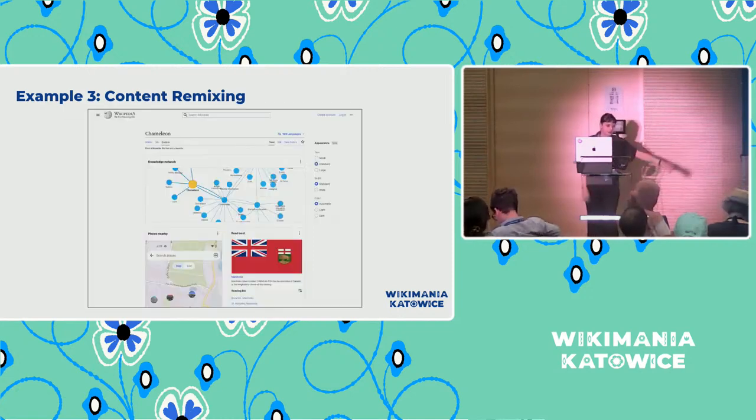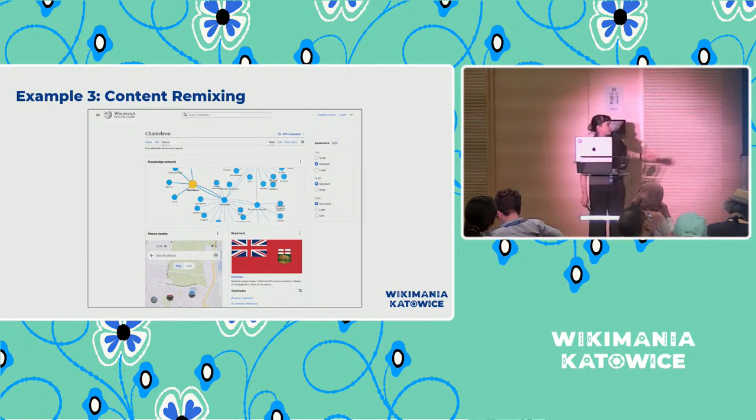So this is one of our explorations. One of the things that has come up a lot is, can we represent content in more visual ways? So something like a mind map, where you can see the connections between different articles or the connections between different categories. So what are cool visual ways that we can use to represent that?